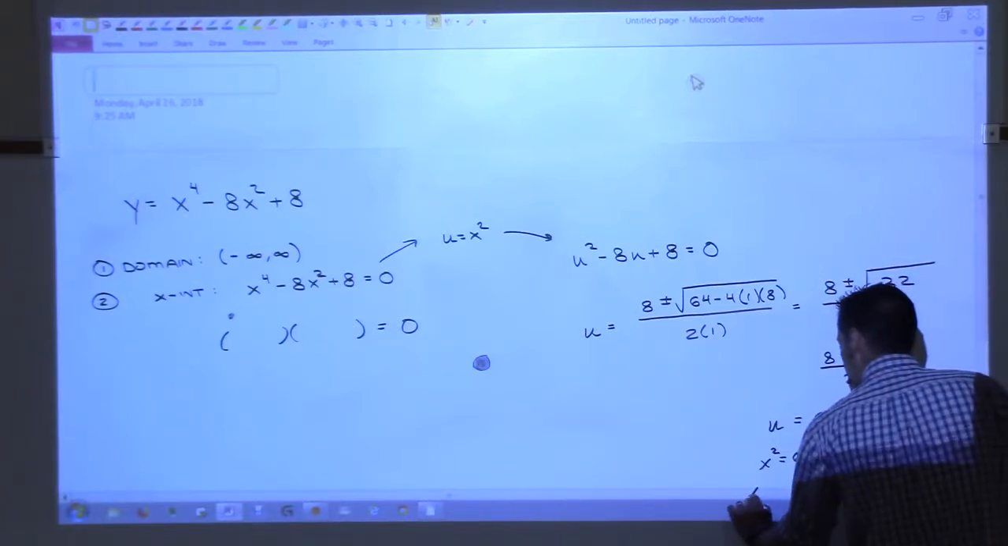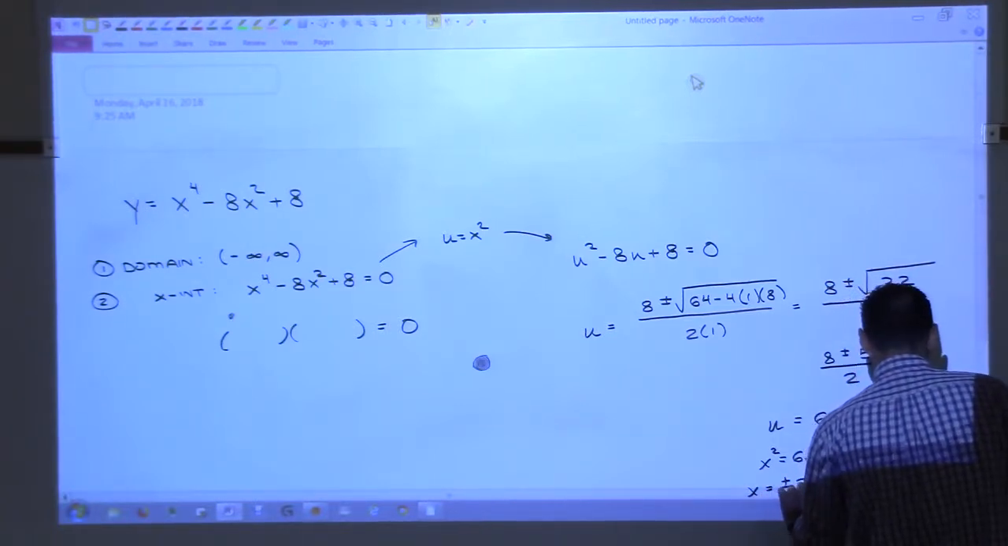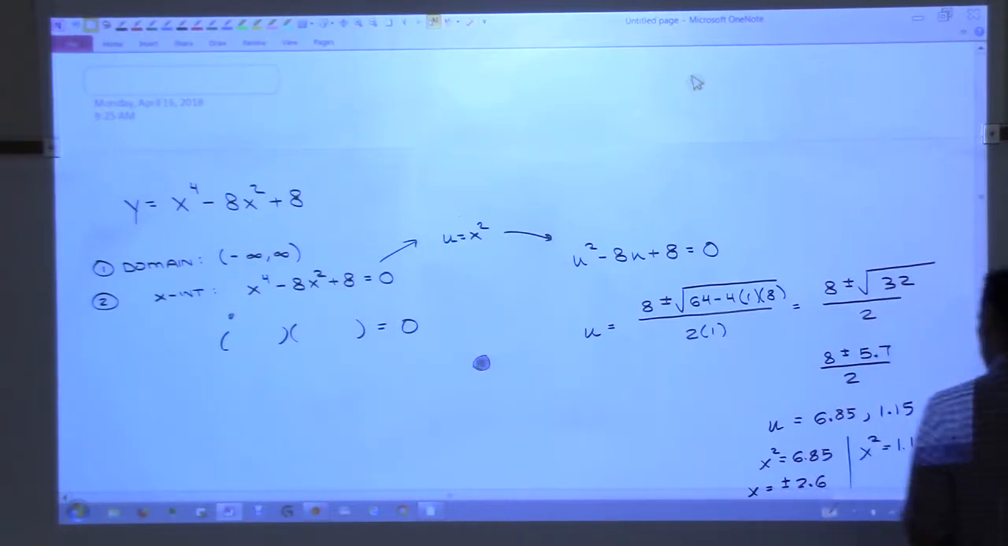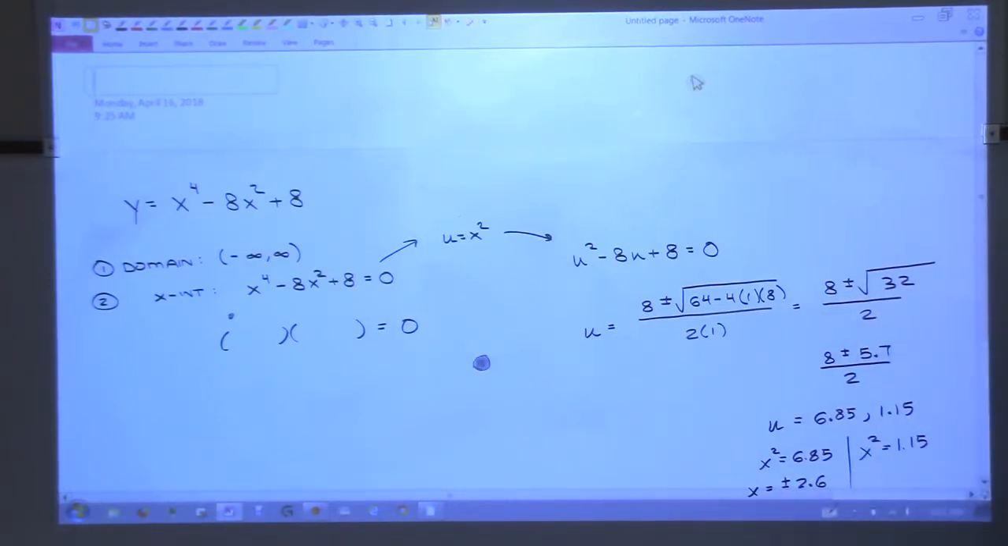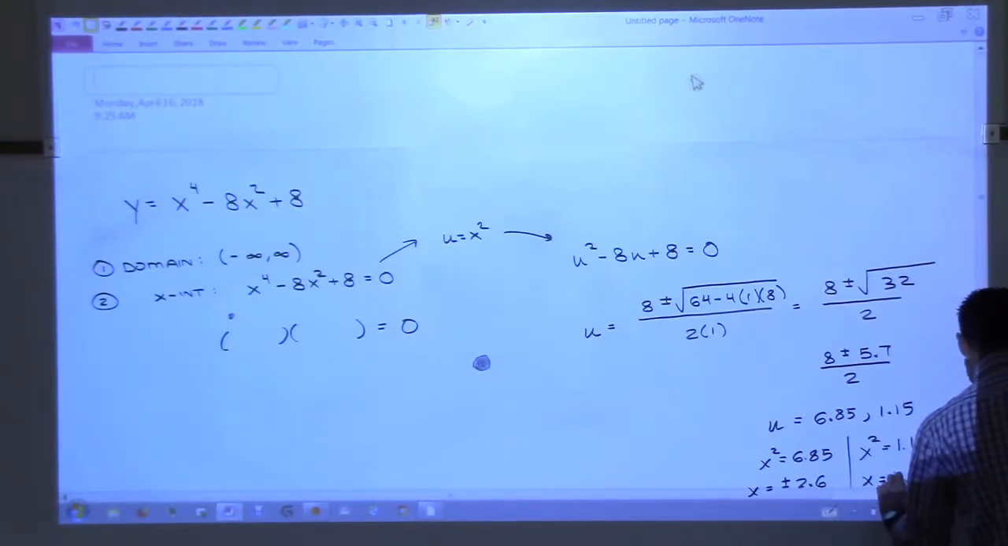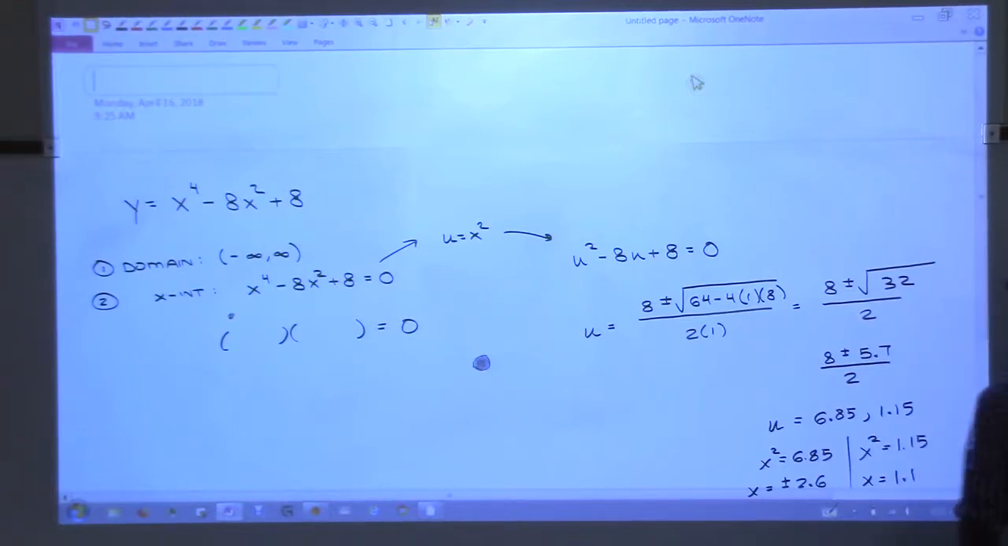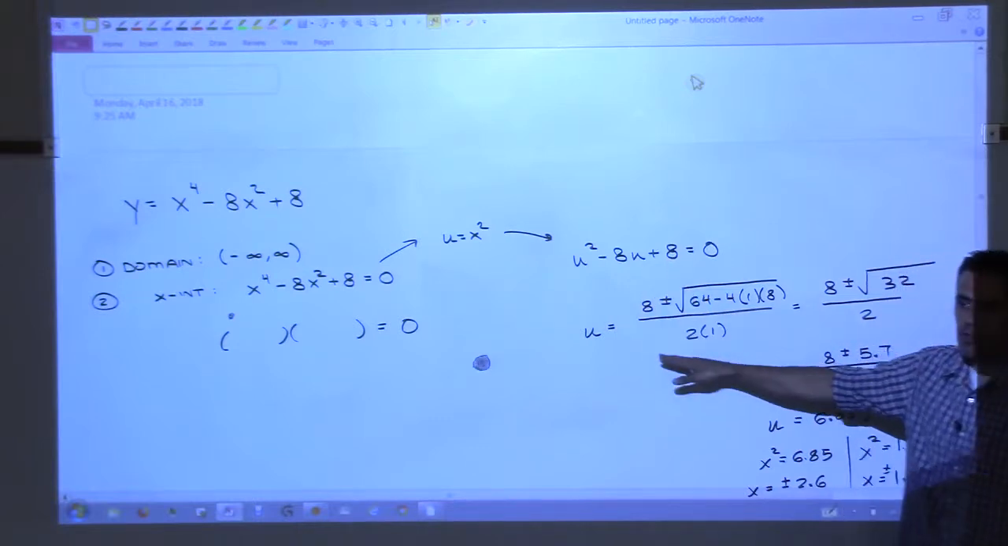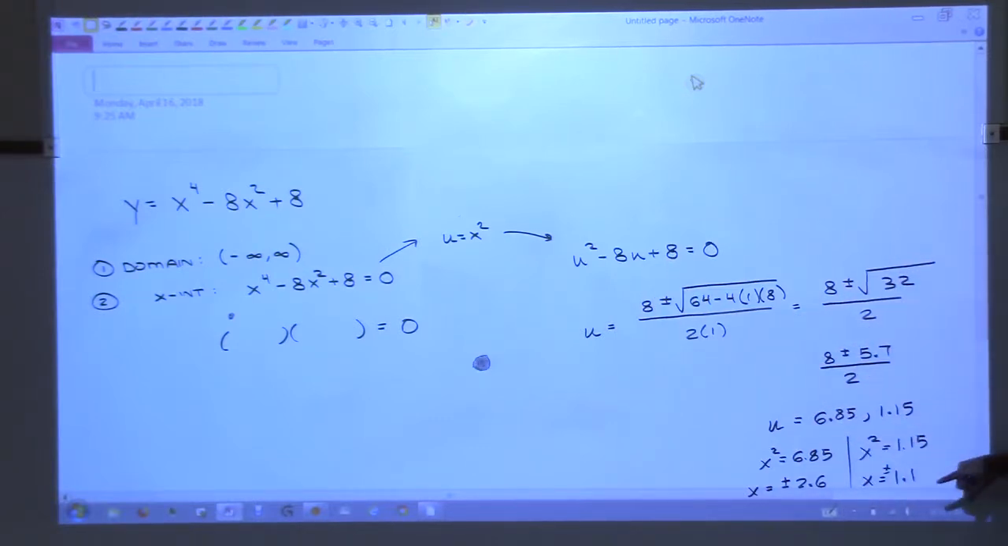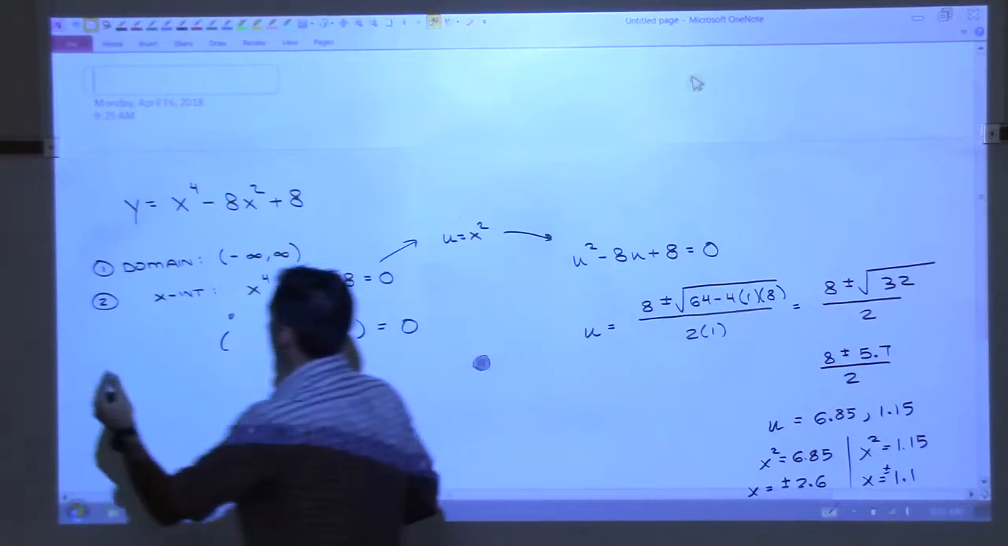So I get x is plus or minus 2.6, and I do the square root of 1.15. X is equal to, I'm going to say 1.1. I know it's not, it's like 1.07, but good enough? Oh, plus or minus. So I wound up not factoring. I wound up just rewriting it as a quadratic using quadratic equation, getting 2 solutions, and then replacing u with x squared plus or minus roots. We're good?